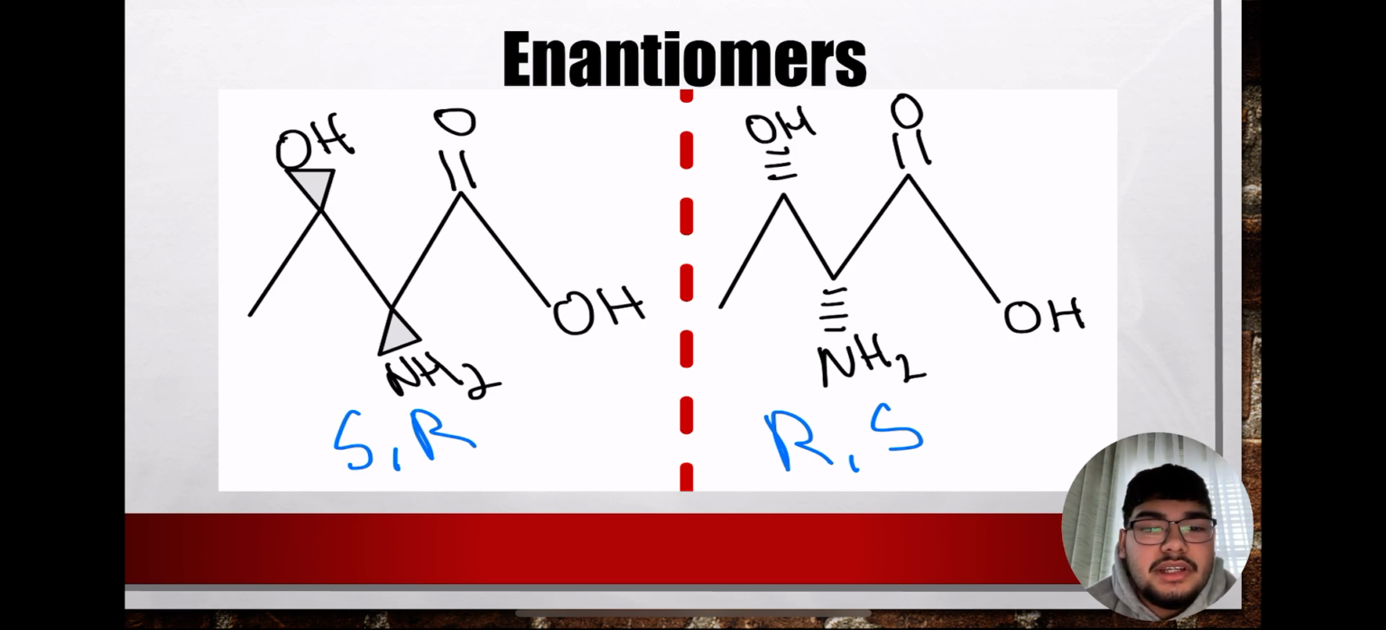Since they have different chiralities, or different R's and S's, they're completely different molecules. So the one on the left would be L-threonine, and the one on the right would be D. They both do different functions since they're enantiomers.